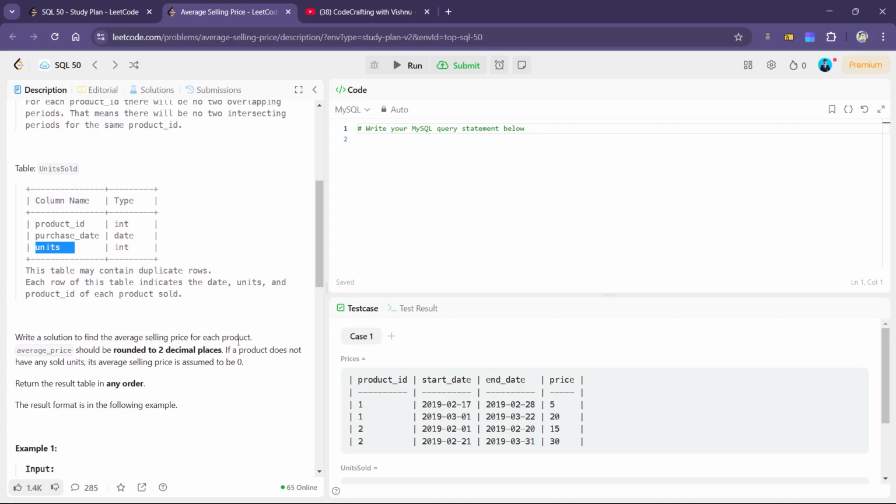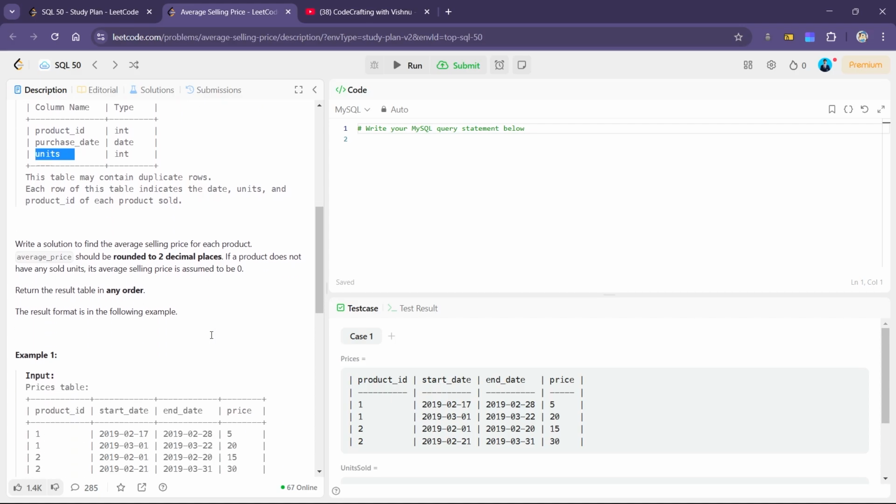Now what the question is asking is to find the average selling price of each product as average price, and the average price should be rounded to two decimal places. If the product does not have any sold units, its average selling price is assumed to be 0. We can return the result in any order.